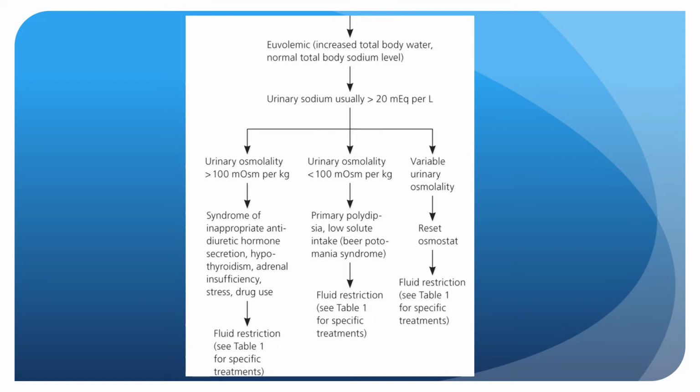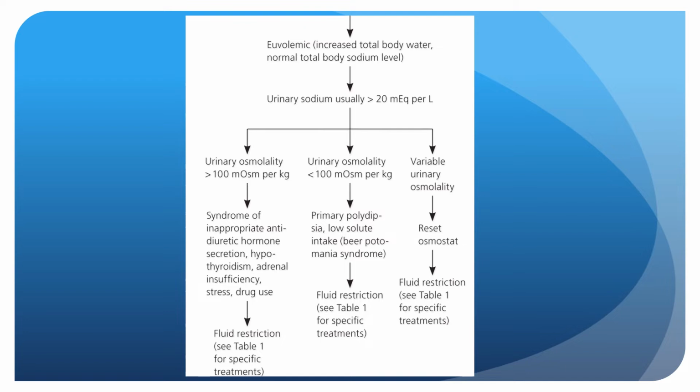Now in SIADH, the patient is secreting too much ADH, which means they are absorbing as much water as possible. This makes their urine more concentrated. When you're thinking of hypothyroidism, you need to think myxedema, which basically causes decreased cardiac output and GFR. Adrenal insufficiency, think Addison's disease. Now, if the urine osmolality is less than 100, this means that the urine is diluted out.